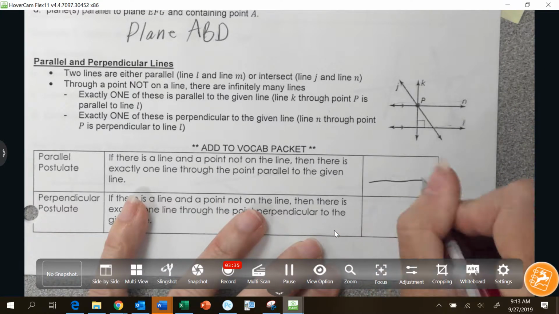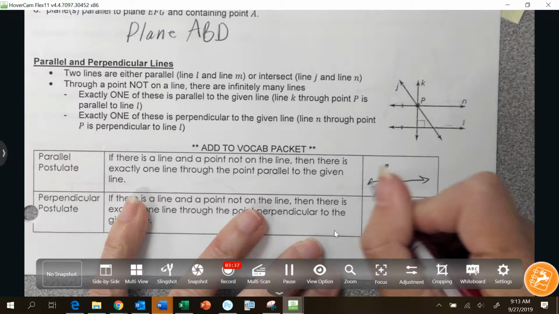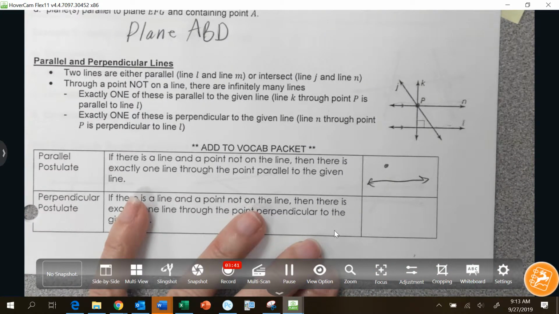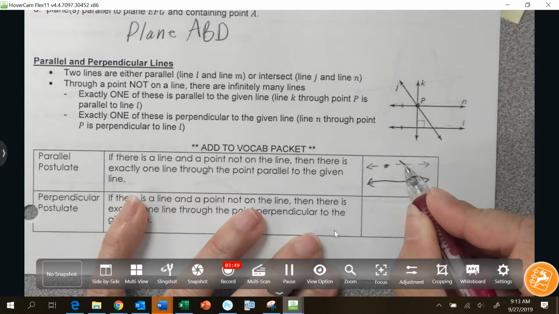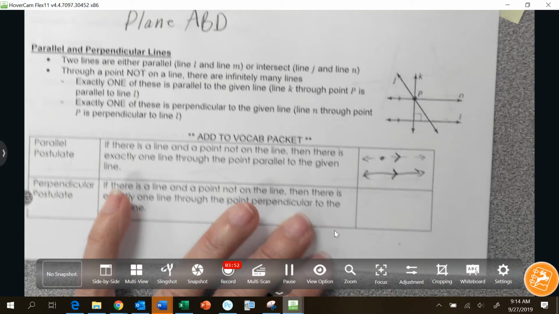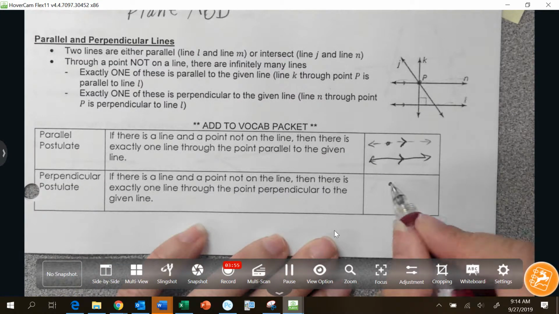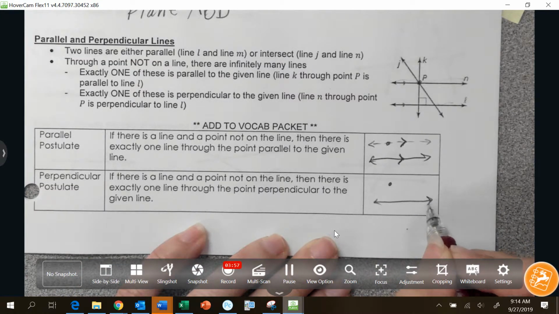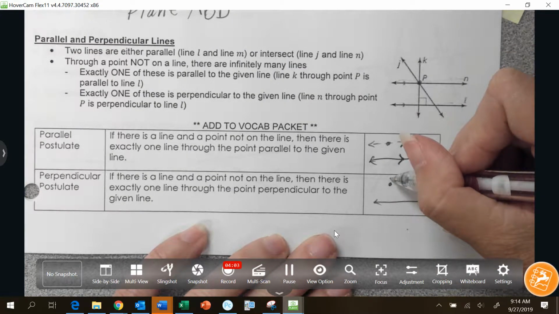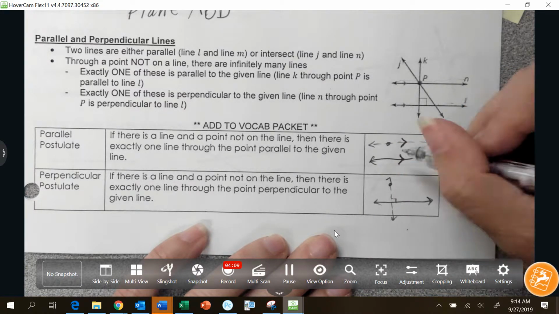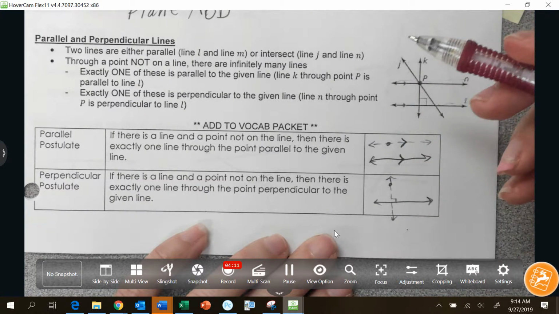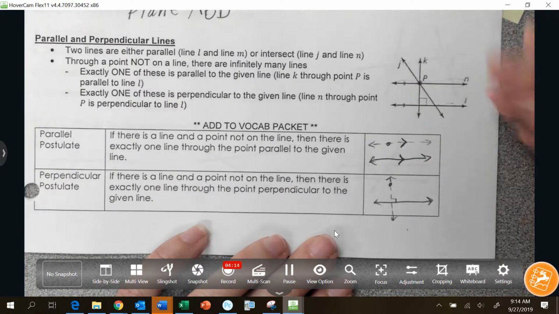If we start with a line and a point that is not on that line, there is only one line that passes through that point that can end up being parallel to the original line. There's only one answer. And then the perpendicular postulate says if I have a point and a line, there's only one line that can pass through this point and end up being perpendicular to that original line. There's only one answer for that. Those postulates might be used for like a proof or something later. Okay?